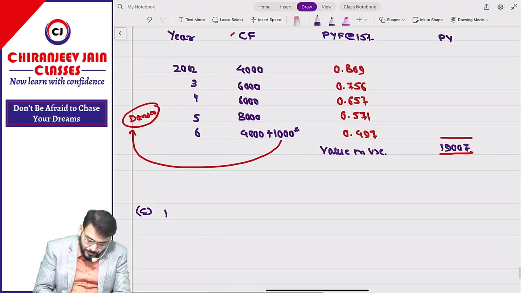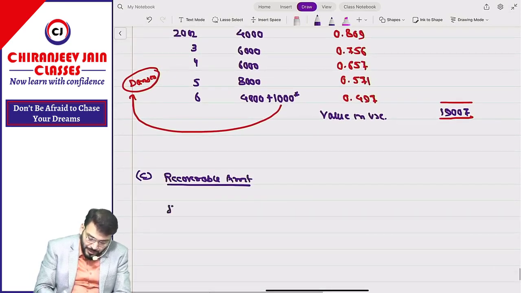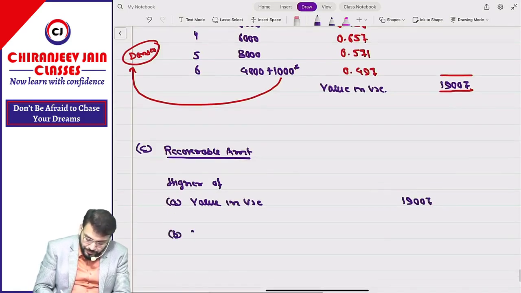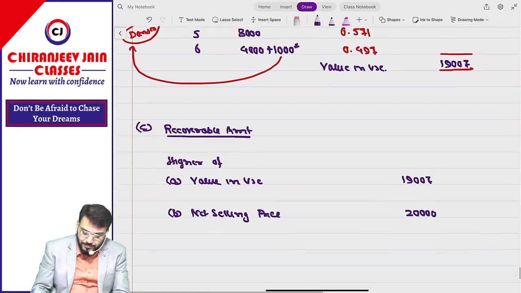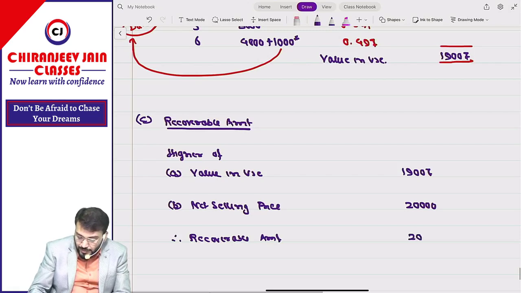Now what they have asked, recoverable amount. The chapter cannot be easier than this. It will be the higher of what? Point number A, value in use. That is how much? 19,007. And second is net selling price. How much? So the higher is 20,000 only. Therefore, recoverable amount is equal to 20,000.